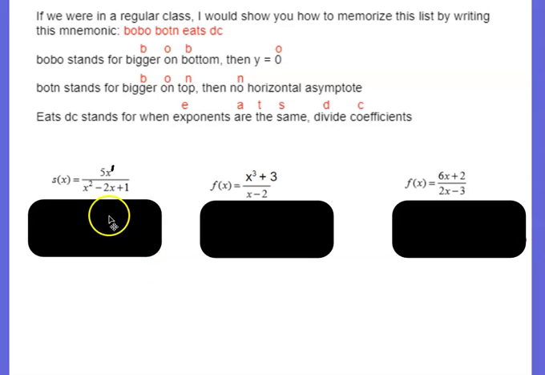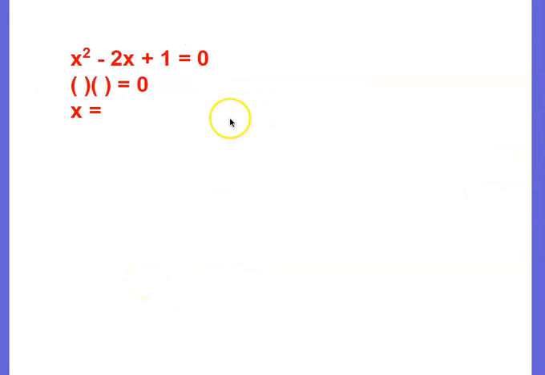For the denominator, you would want to set this equal to 0, and this is going to give you your vertical asymptote. So when you notice that it's a quadratic, you will need to factor to solve. I'm going to go to the next page. You would write x squared minus 2x plus 1 equals 0.